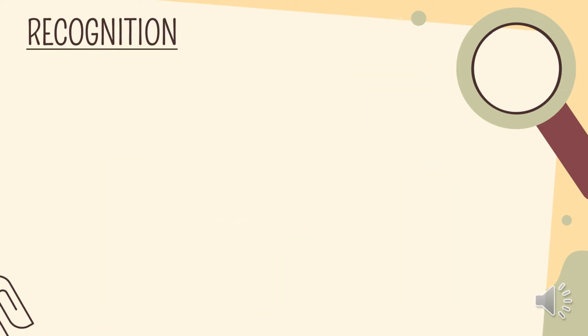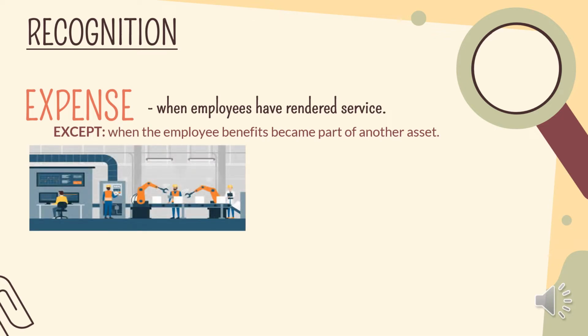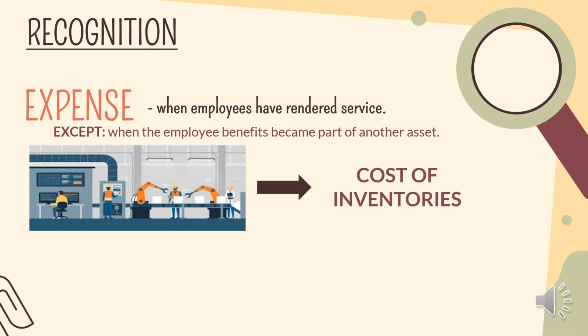So, recognition. Paano nga ba ito nare-recognize? First is the expense when employees have rendered service. Nagiging expense siya kapag nag-perform na si employee nung dapat niyang gawin, yung task niya or service niya sa company. Except when the employee benefits became part of another asset. So ano-ano ba yung another asset na yon? Yun yung mga factory workers kasi yung salaries nila, yung direct labor, is nako-considered or na-allocate sa cost of inventories.